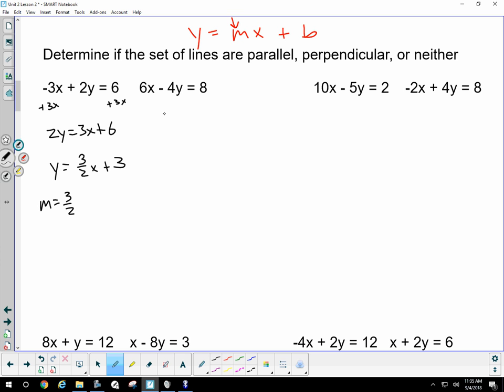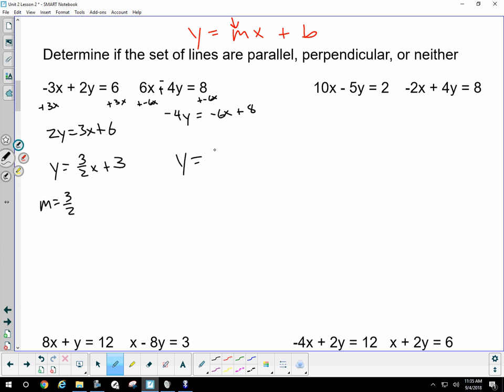Let's look at the slope of 6x minus 4y equals 8. I will add the opposite. This is a negative 4y. Make sure we understand that the minus is staying with that 4y. I will subtract the 6x or add negative 6x. I have negative 6x plus 8 is equal to negative 4y. Divide by negative 4 or multiply by negative 1/4. I like to think about distributing that negative 1/4.